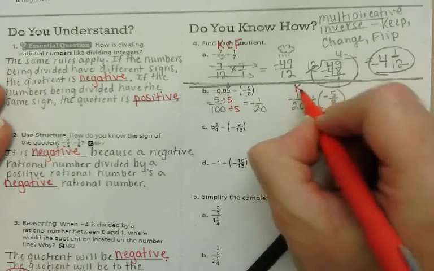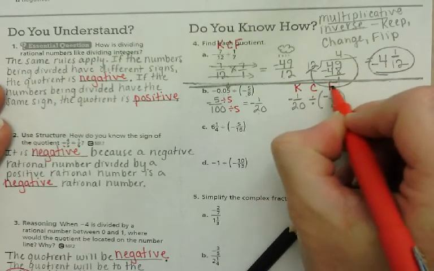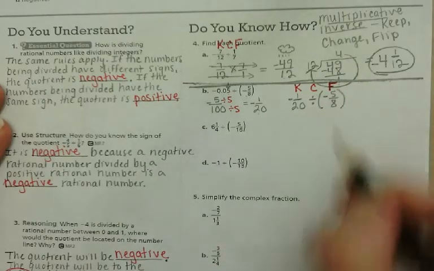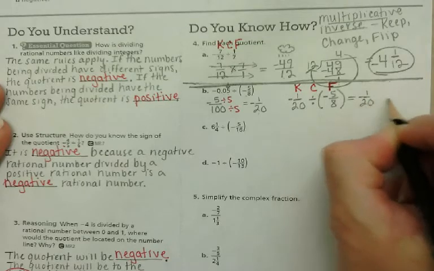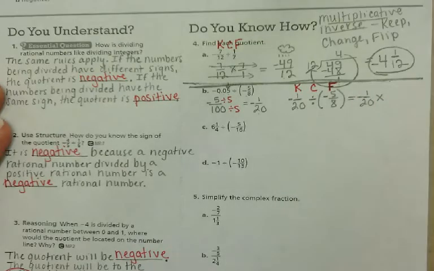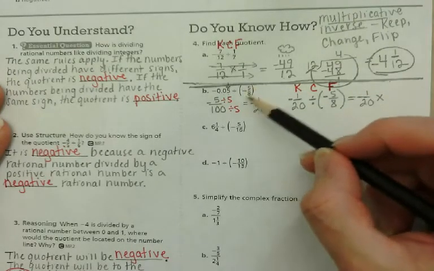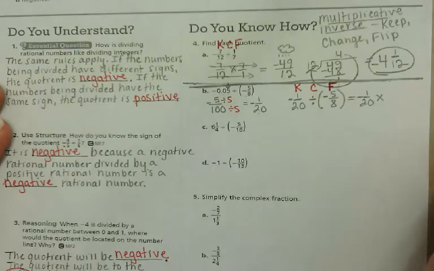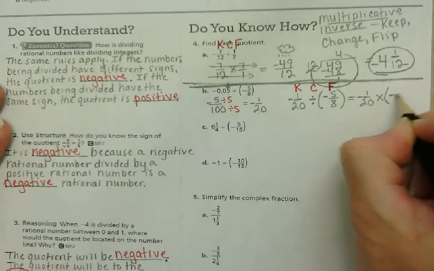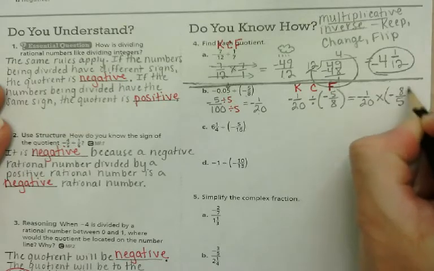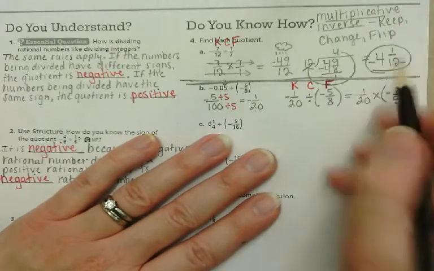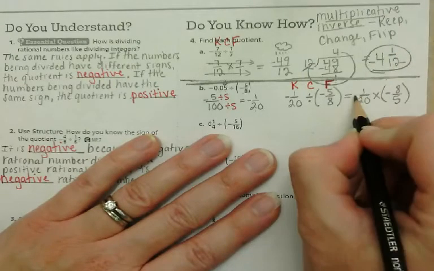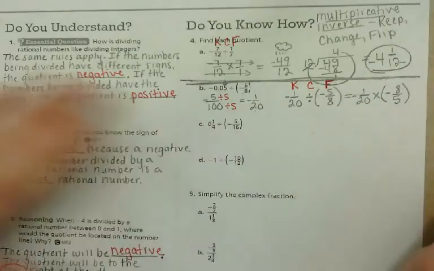So we have to keep, change, flip. We're going to keep that negative 1 over 20. We're going to change division to multiplication. And we're going to flip, or write the reciprocal of, that negative 5/8. So that would be negative 8/5. Let me make this a little more clear. That's a negative in front of that 1 over 20.